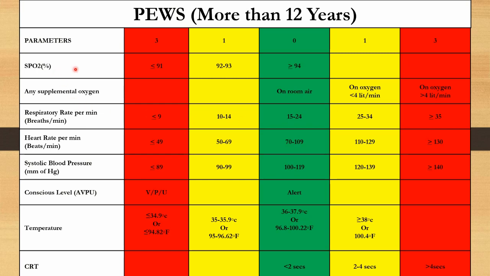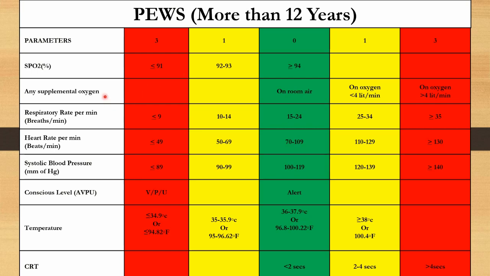So the first one is oxygen saturation. If the oxygen saturation is more than or equal to 94%, give a score of 0. If it is between 92 to 93%, give a score of 1. If the oxygen saturation is less than or equal to 91%, then give a score of 3.